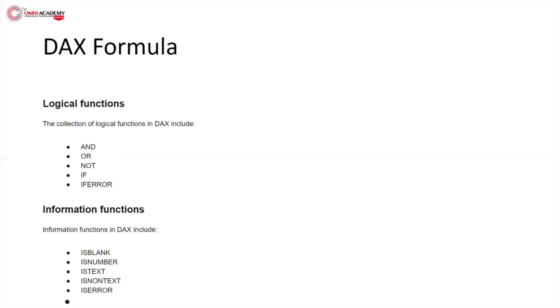Next, the information functions. These are the functions we will learn: is blank, is number, is text, is non-text, and is error. So these are the functions that we learn. We use these functions to inquire whether the data type is blank, or a number, or text, or non-text, or an error.